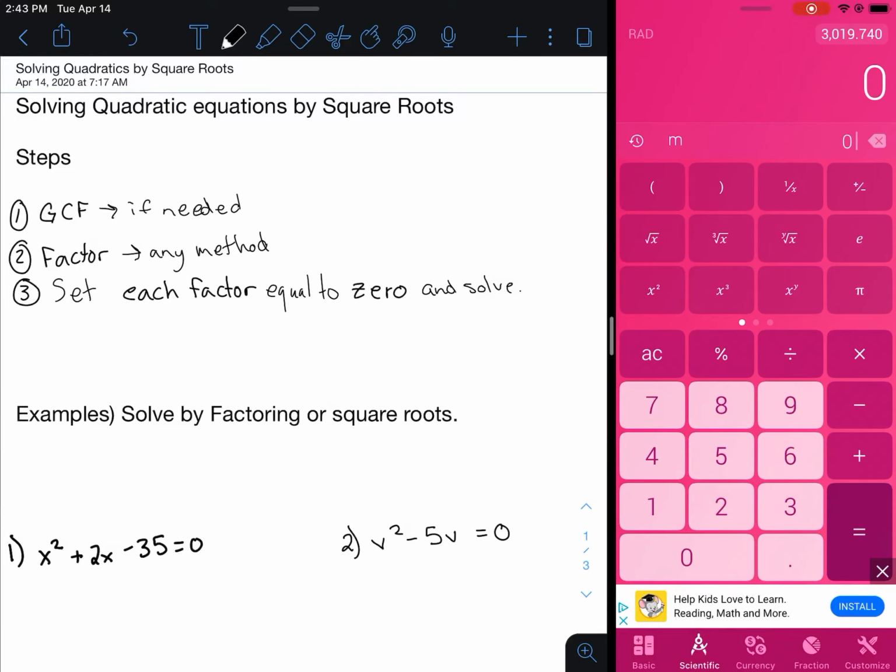All right, hello everyone. Today we're going to be still solving quadratic equations, but this time we're going to be using it with special cases. So at this point we can use what we call the square root method. Now this does only work for special cases.